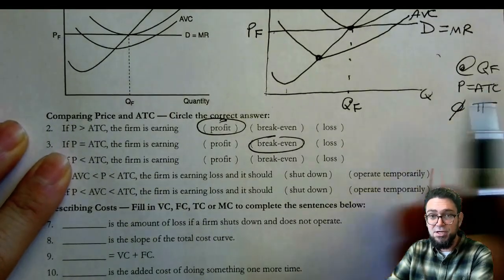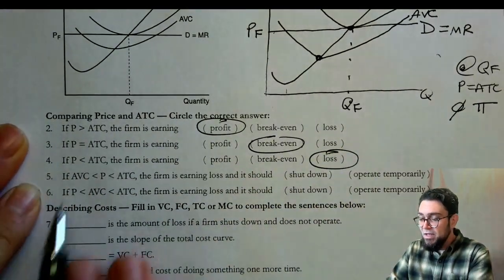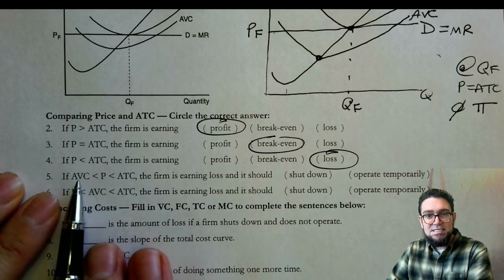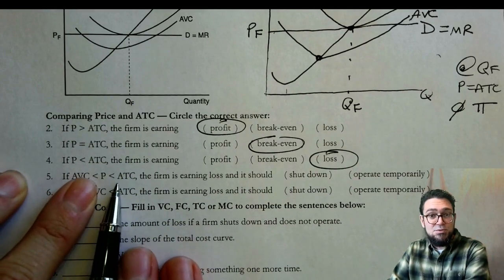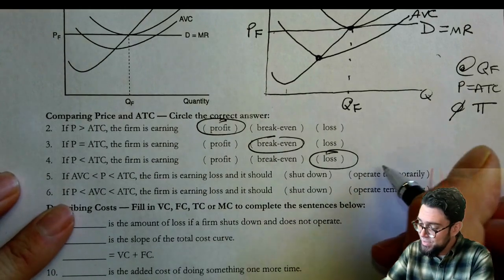That's the scenario that's right here. And if the price is less than the ATC, we know the firm is losing money. Now, we haven't really gone through this yet, but we are going to talk about it. If the price is below the ATC, we know they're losing money. If it's above the AVC, they should actually continue to operate temporarily.